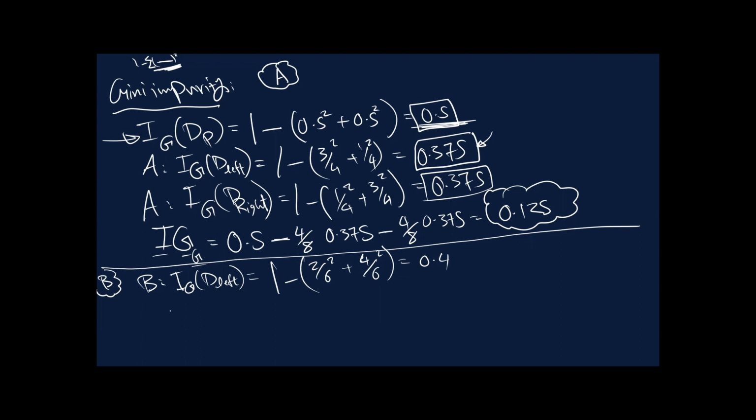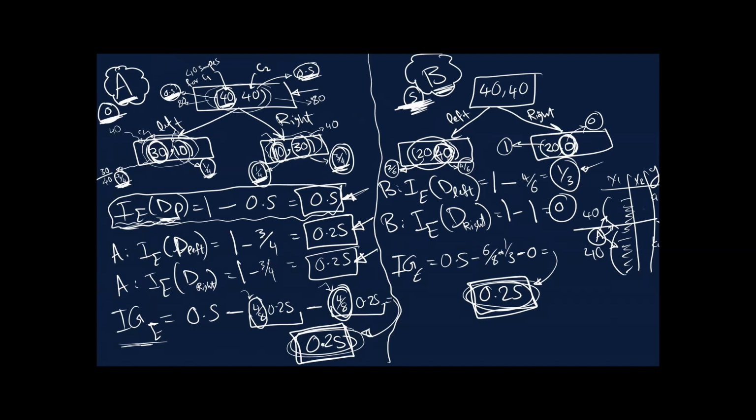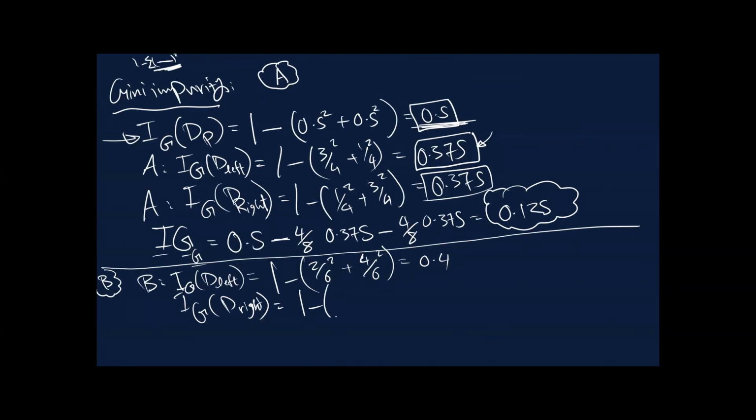And this would give us this value. And then let's look at the right child. 1 minus the probabilities are 1 and 0. Okay. So 1 squared plus 0 squared. And this will give us 0.